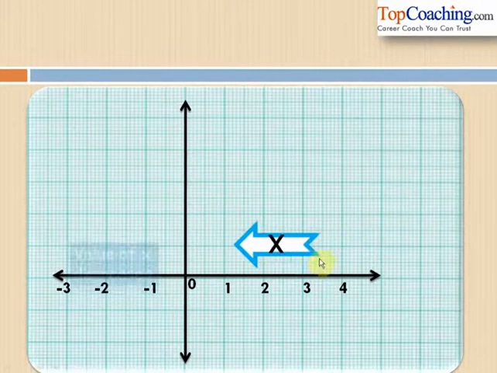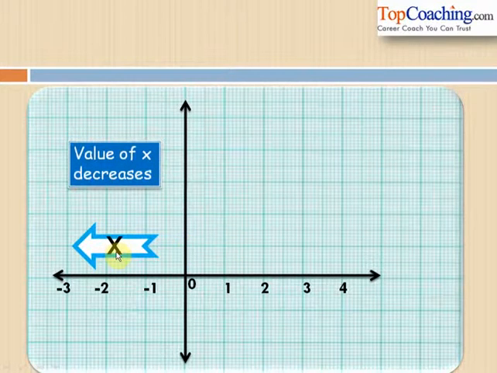Now if we move towards the left hand side, we see that the value of x decreases. The value of x keeps decreasing, and when it crosses the origin, the values of x start becoming negative. So what we can say is, on the left hand side we have the negative values and on the right hand side we have the positive values. If we move towards the right hand side, the value of x increases, and if we move towards the left hand side, the value of x decreases. So this is all about the x-axis of the coordinate plane.